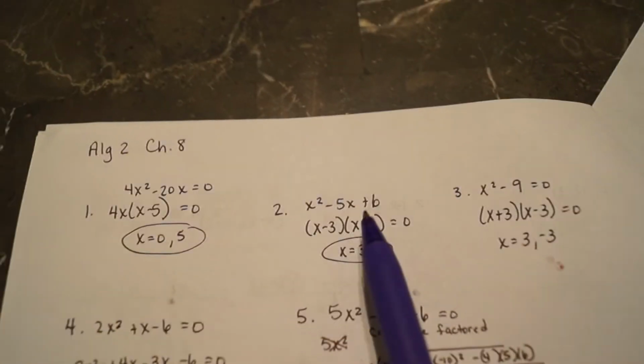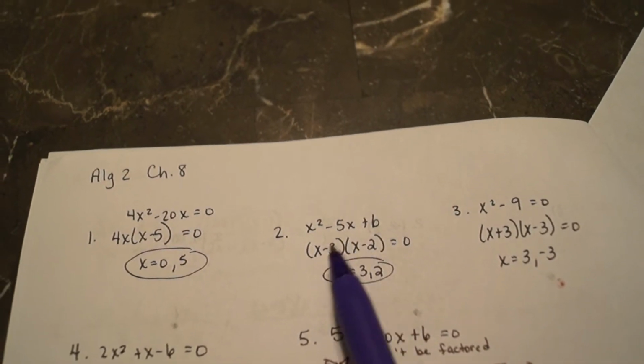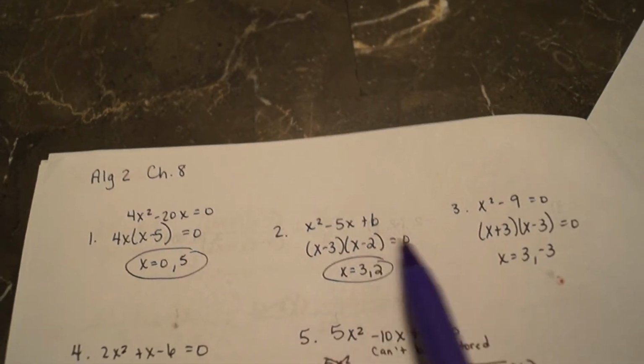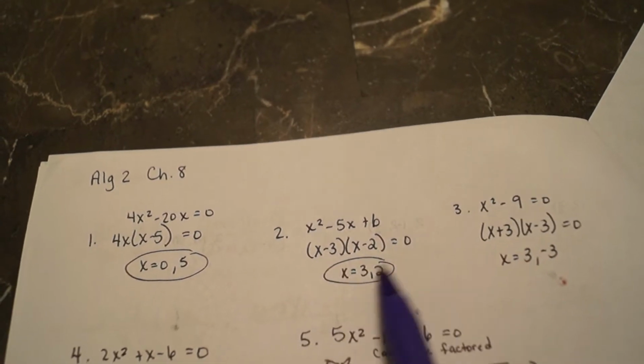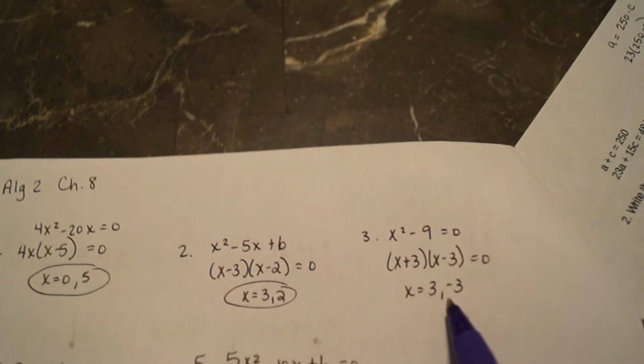Here I just did some regular factoring. I found the two things that multiply to 6 and add up to -5. There they are. And then I put each piece equal to 0. X minus 3 equals 0 gives me the 3. X minus 2 equals 0 gives me the 2. This one was a difference of squares.